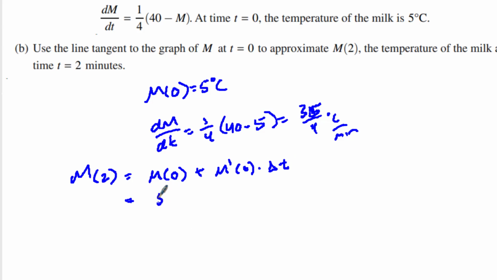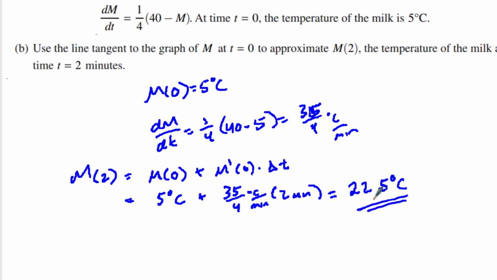We know M of 0 is 5 degrees Celsius. We know M prime of 0 is 35 over 4 degrees Celsius per minute. And we're approximating at 2, which is 2 minutes of a difference. So we'd have 35 over 4 times 2, that's really 35 over 2, which is 17.5. You add that to 5, and we end up getting an approximation of 22.5 degrees Celsius. And that is a good approximation using your tangent line.